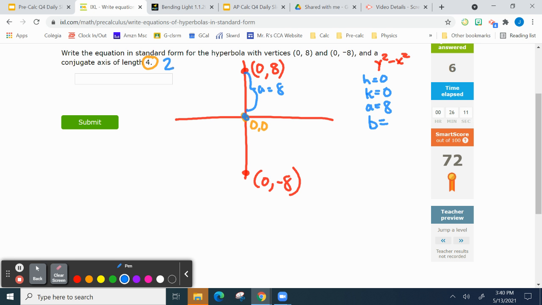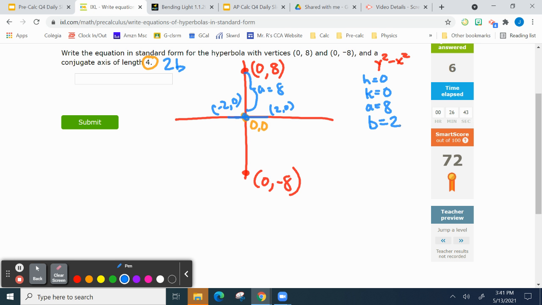and B is, the conjugate axis length is 2 times B, because it goes all the way across, right? So it has to go 2 in each direction, so it's going to be like that. So these points are 2, 0, and negative 2, 0. So that means B equals 2. And B equals 2 because the center is at 0, 0. Actually, it would equal 2 even if it wasn't at 0, 0, right?